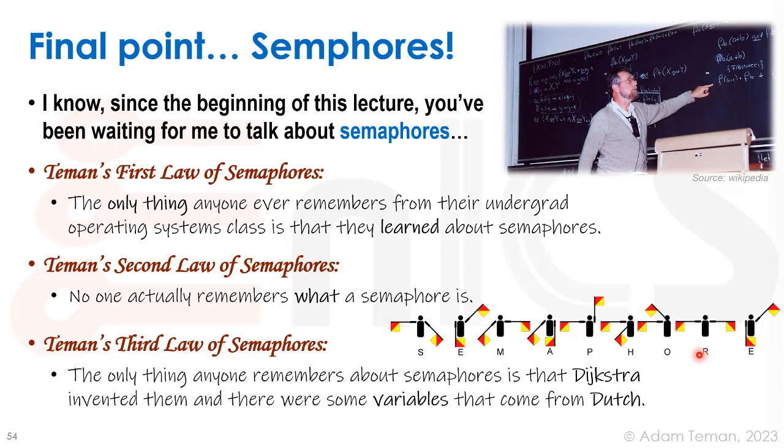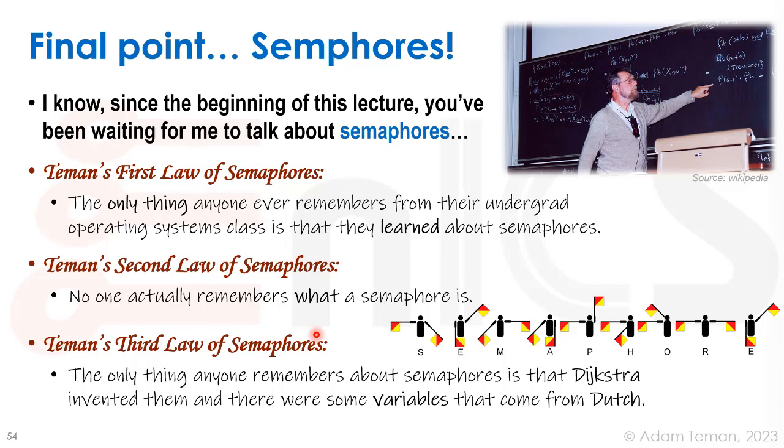And the third law of semaphores is that the only thing that anyone actually remembers about semaphores is that this guy Dijkstra over here, who made the Dijkstra algorithm and stuff, he's the guy who invented them, and that there are these variables P and V that come from Dutch because Dijkstra was Dutch. So that's really my 3 laws of semaphores.